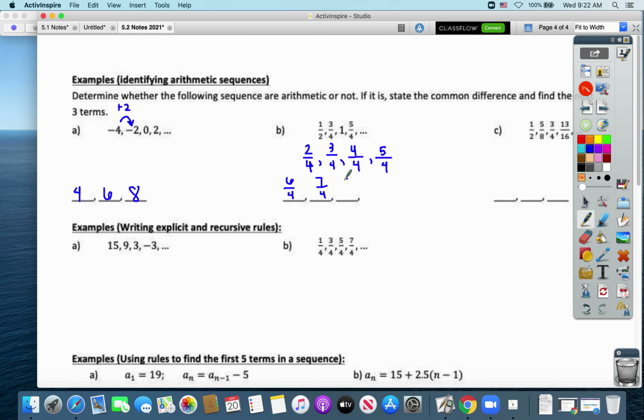7/4, and then 8/4. And we can simplify those to 3/2, 7/4, and 2.